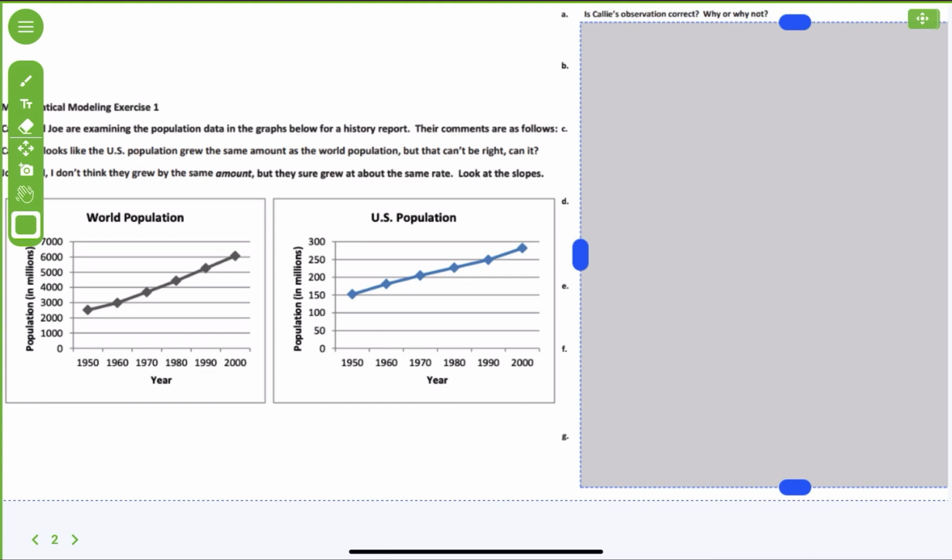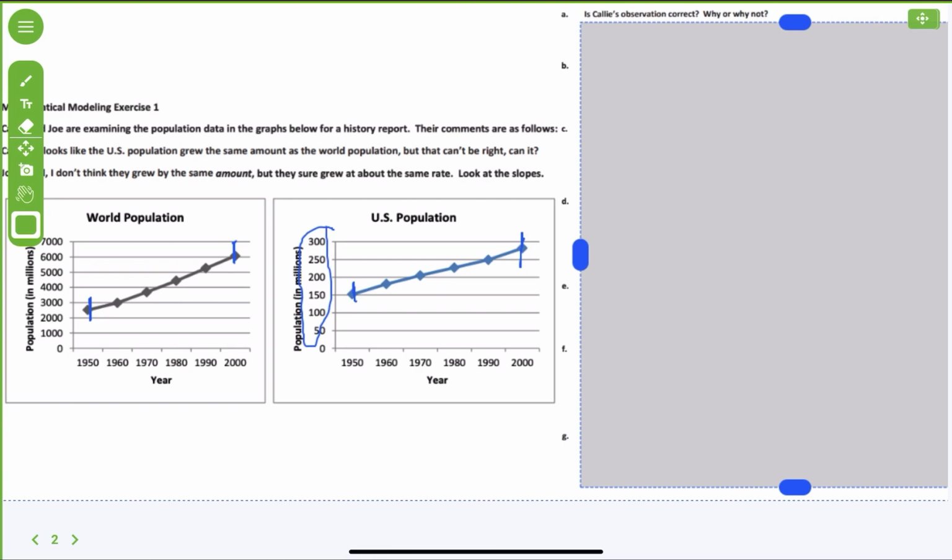A says, "Is Callie's observation correct? Why or why not?" She said that they grew at about the same amount, right? Well, if we look at it, we can know that that can't be correct because here in 1950, the world population is at 2,500 million, and the world ended in 2000, or at about 2000, with 6,000 million. So it grew by about 3,500 million. So the United States, though, only grew from 150 to a little over 250, so about 100 million.